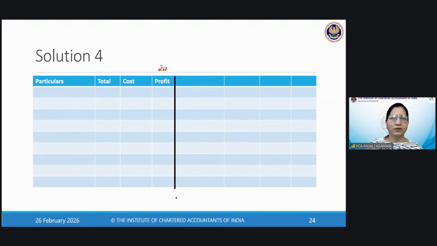This is not only on the debit side; the account will also be on the credit side. On the credit side also, you will have particulars, total, cost and profit. However, the substantial work is done on the debit side itself, not on the credit side. On the credit side, you just have one entry: by transfer to next process.